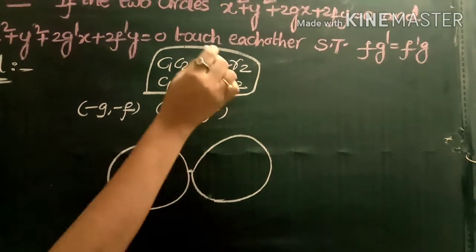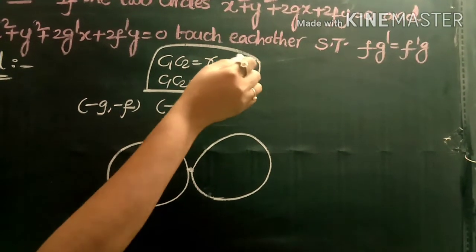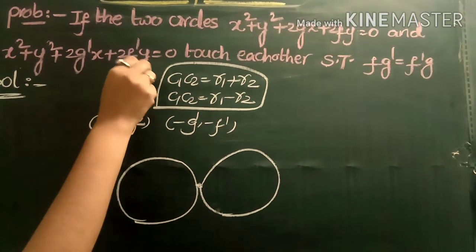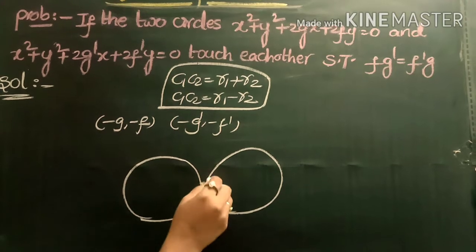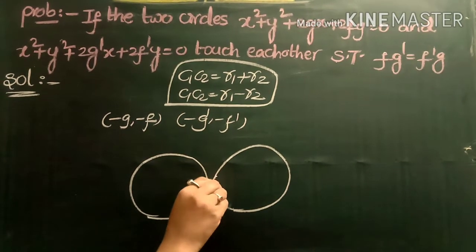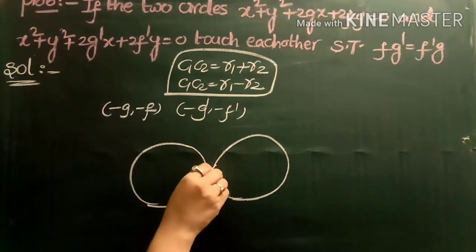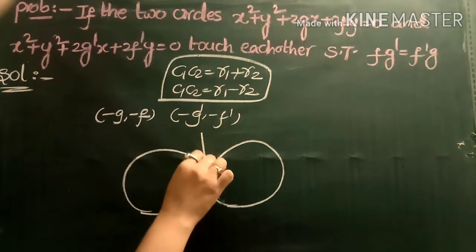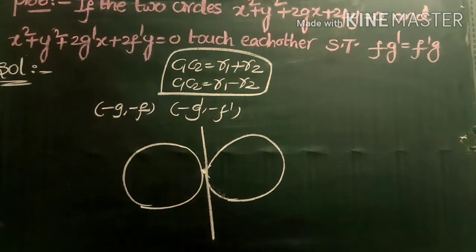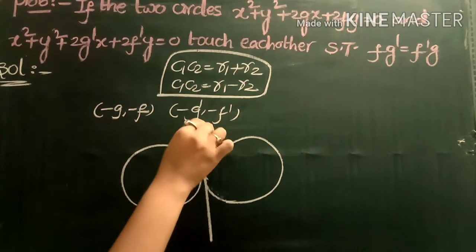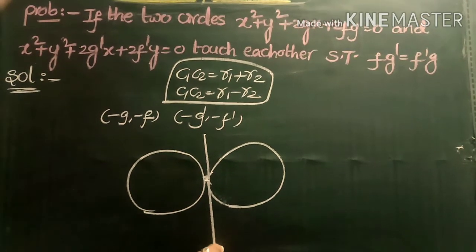Clearly, from the given circles, x² + y² + 2gx + 2fy = 0 is a circle having no constant term, so it is a circle passing through the origin. Similarly, the other is also a circle passing through the origin. That is, the origin is the common point of both circles, and at this point the two circles touch each other. Now we draw a common tangent at the point of contact.